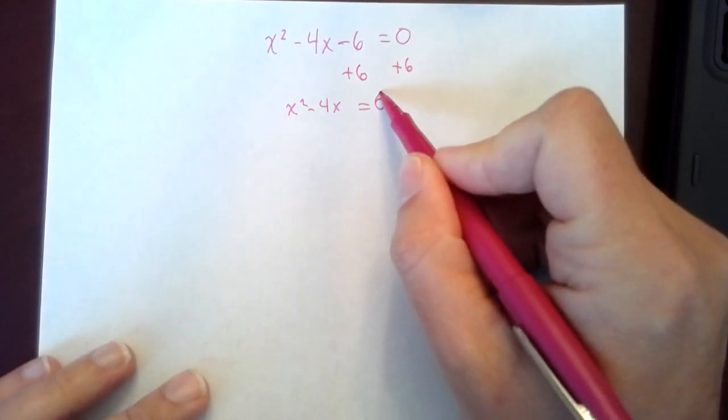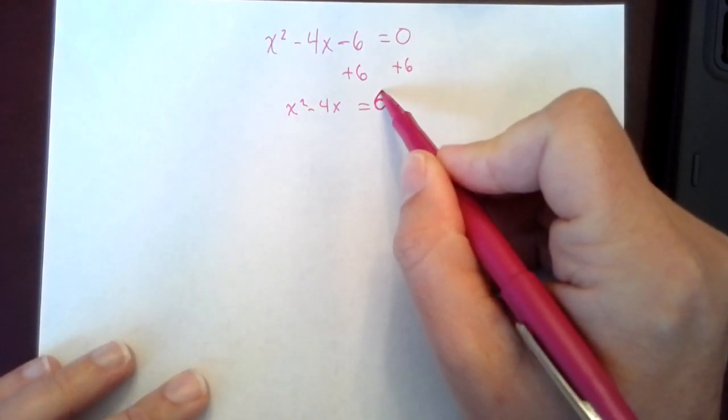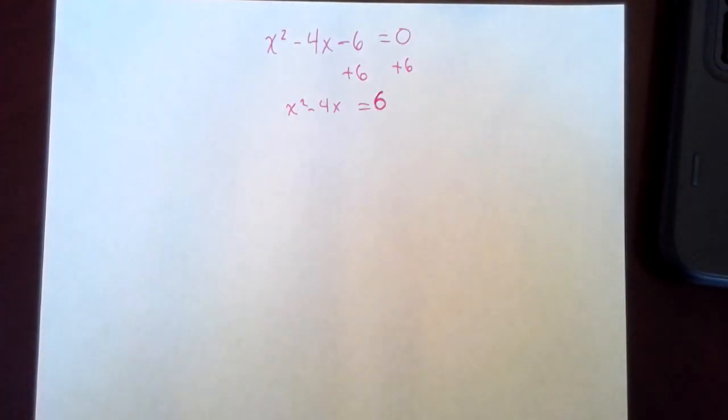square. I'm sorry. Oh my gosh, this should be a 6 right here. Okay, that maybe threw you off a little bit. That should be a 6.